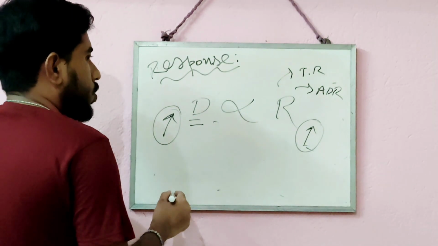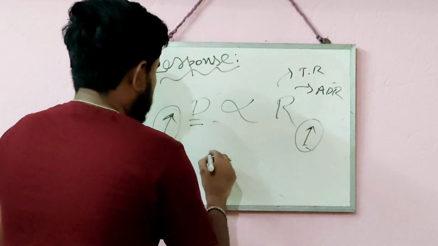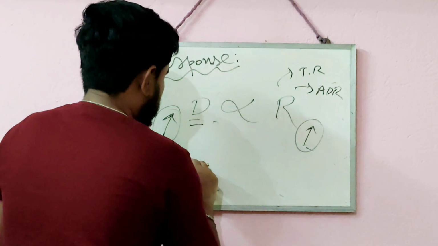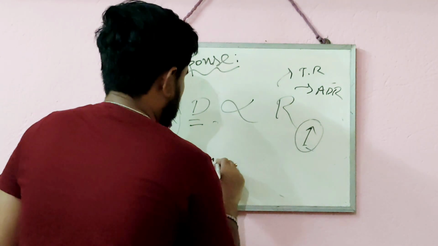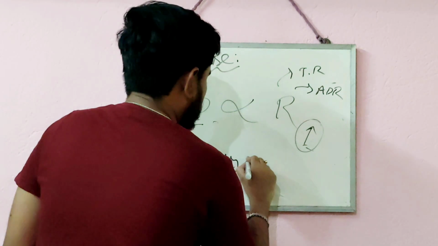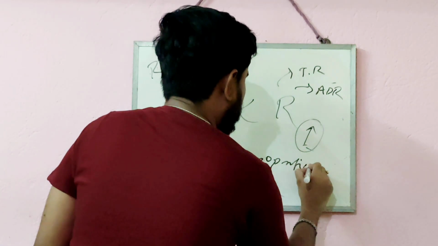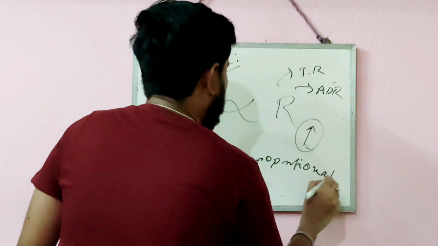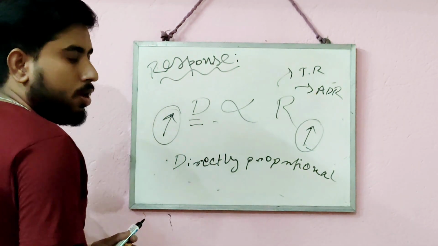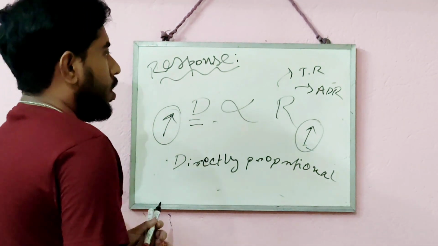So that means dose and response are directly proportional. Directly proportional means when we are taking more drug dose, then the response shown by that drug will also be more.